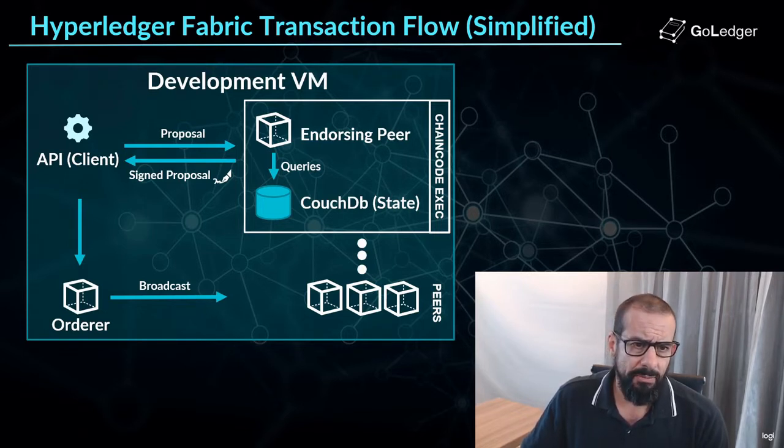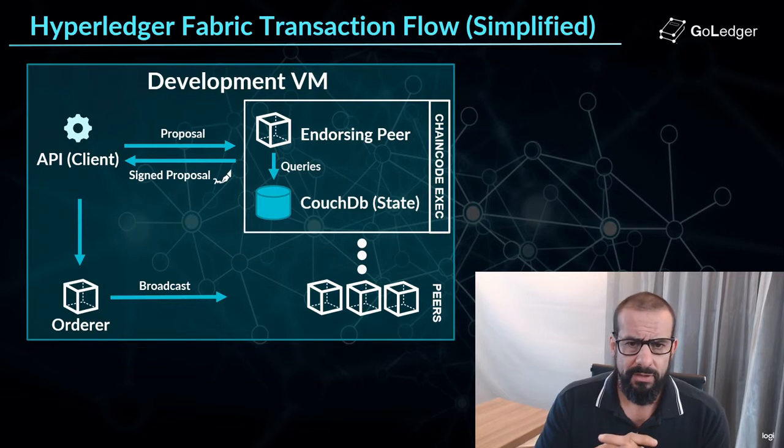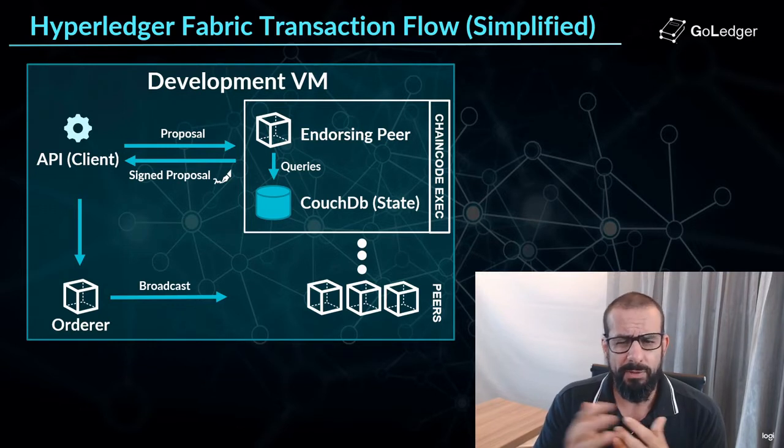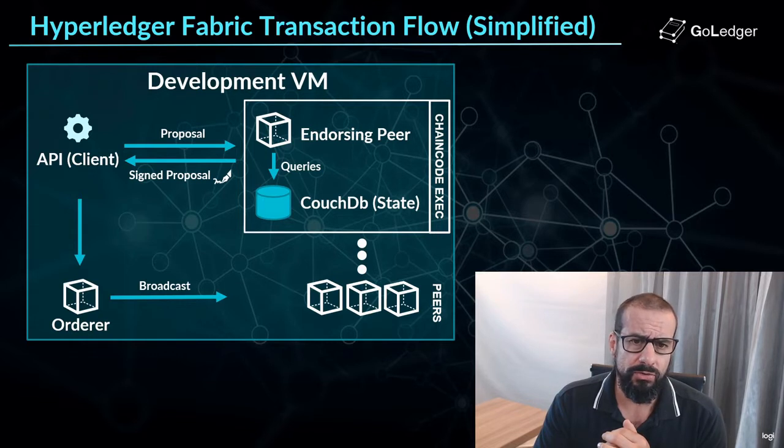First, the Hyperledger Fabric client, usually a REST API, sends proposals to all the endorsing peers necessary to commit a transaction. Inside the endorsing peers, the chain code is the smart contracts of Hyperledger Fabric. The chain code is executed, and you can proceed with some queries using especially CouchDB. Hyperledger Fabric also has the option to use LevelDB, but we are going to use CouchDB for GoLedger CC-Tools.